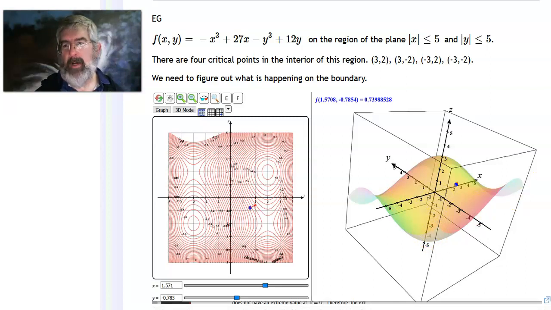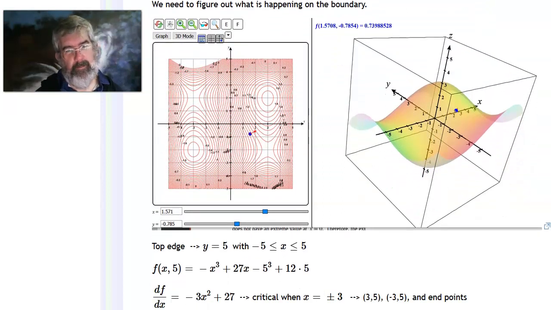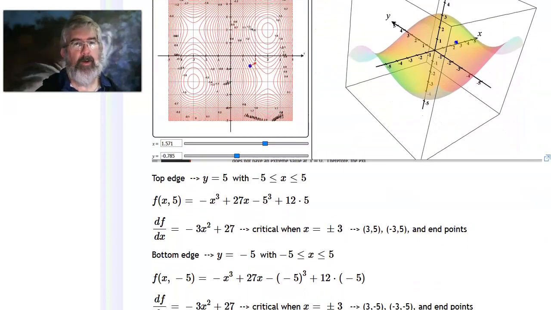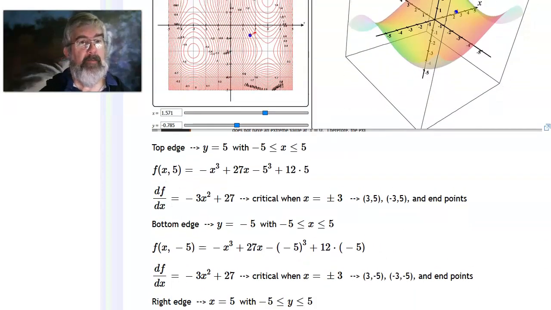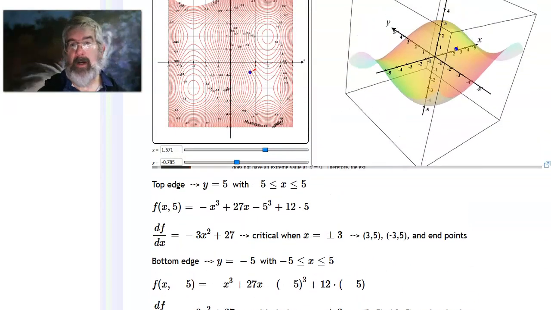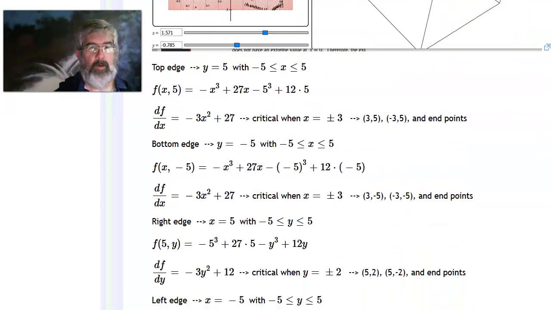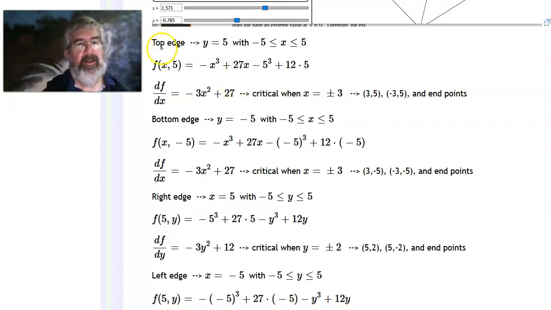Now, dealing with the boundary is tricky. You have to do different things depending on what the shape of the boundary is. In this case, the shape of my boundary is 4 line segments. So I'm going to do the top edge, bottom edge, right edge, left edge, and see on each of those edges what's the max and the min.